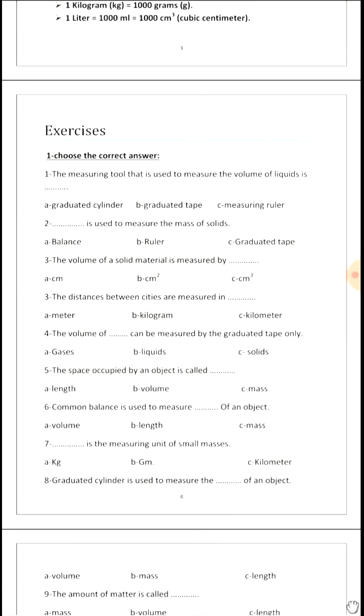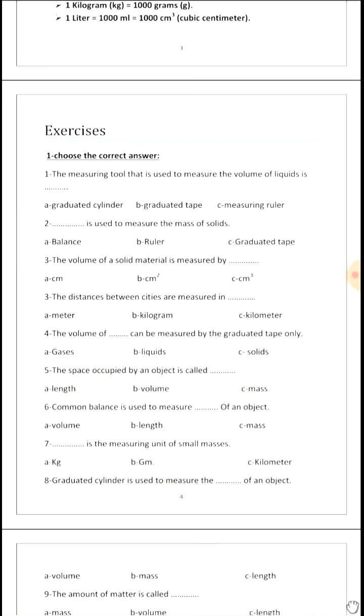We have some exercises to answer together. Please open your sheet at page number 4. Number 1. Choose the correct answer. The measuring tool that's used to measure the volume of liquid is the graduated cylinder.